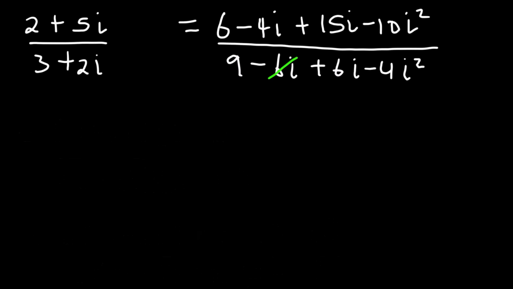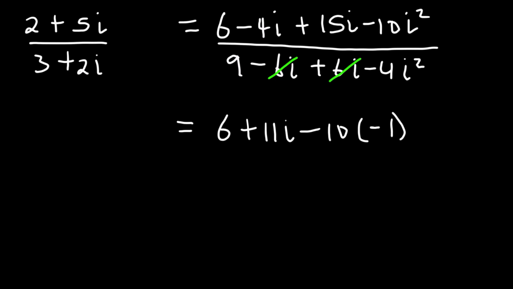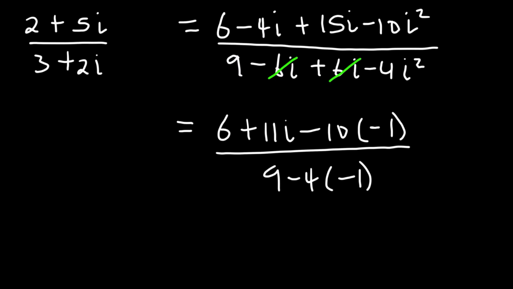Now this will cancel with that, and so we shall have 6, and then negative 4i plus 15i will give us plus 11i, and then minus 10 times i raised to the power of 2, which is negative 1, and this will be divided by 9 minus 4 times i to the power of 2, which is minus 1.